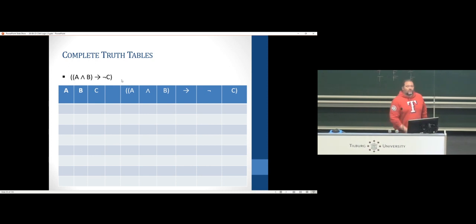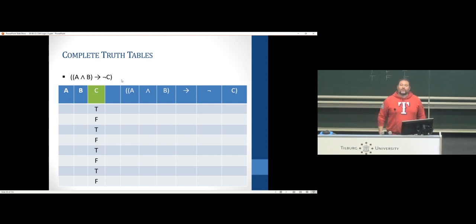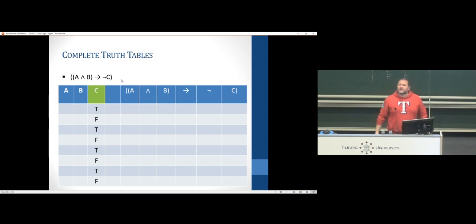First thing we do, we've already pulled out the three sentences, the three atoms, is we fill in the column closest to the sentence. True, false, true, false, true, false, true, false. Right. What do we do next? What's the next step?